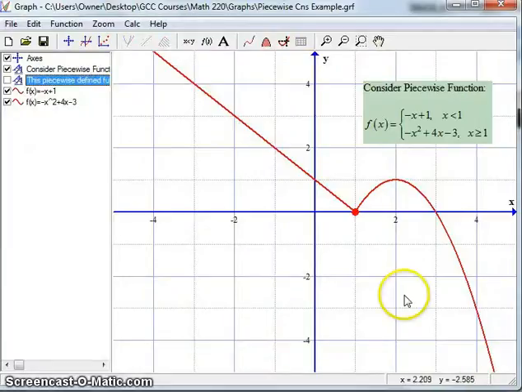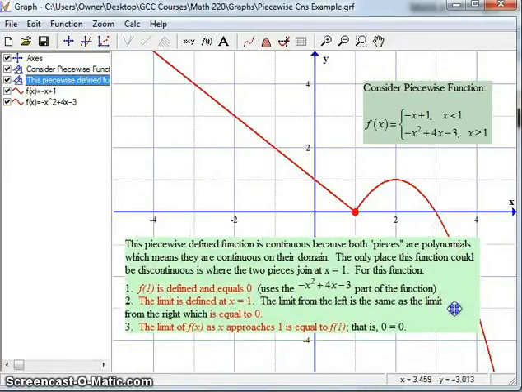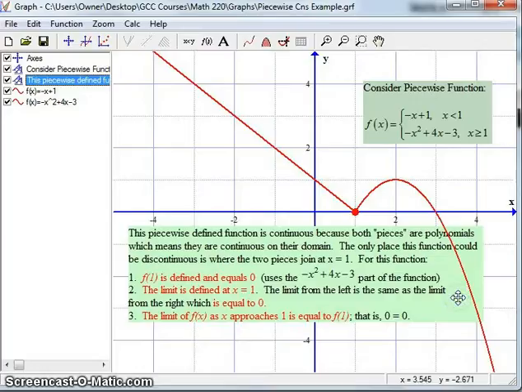So now that I have the graph of my piecewise function, I can determine whether or not it is a continuous function. And looking at this, I can easily see that I could indeed draw this graph without ever lifting my pencil. But that is not what the definition of continuity says. And we want to explain why this is continuous based on the definition of continuity. So I've written up here an explanation of why this is continuous.